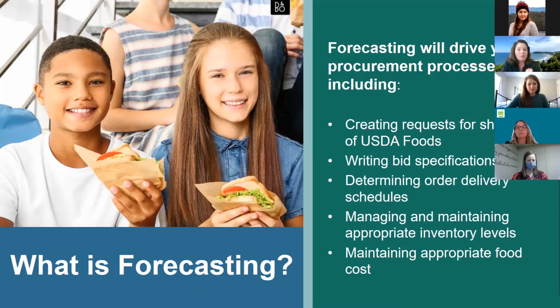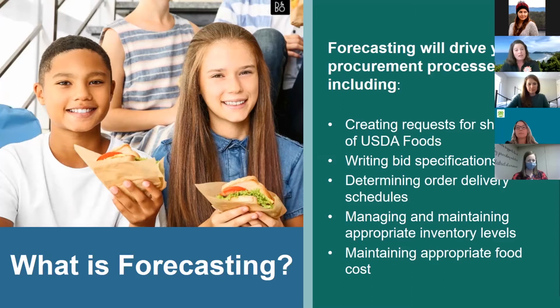Other things under the procurement processes is determining the order delivery schedule, so when you get them, also your inventory levels. So later on, Kelly's going to talk about PAR levels and establishing PAR levels so that you don't overstock in your sites or in your warehouses and things like that, so that you know how to train your staff to procure the correct amount each cycle, either through your cycle menu or each week that you're on, you're able to then maintain that appropriate inventory level.